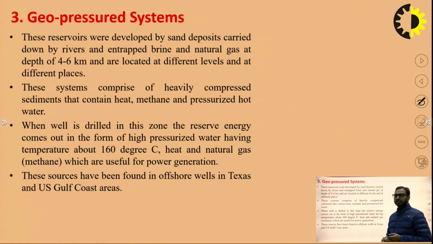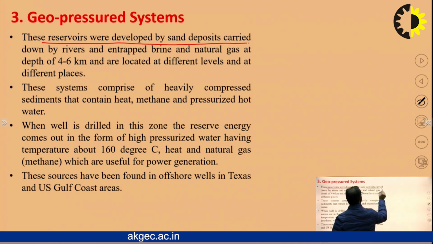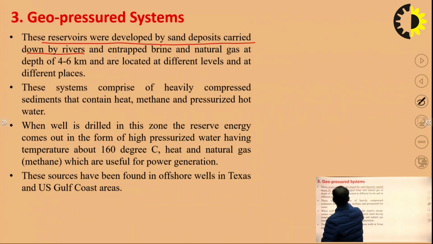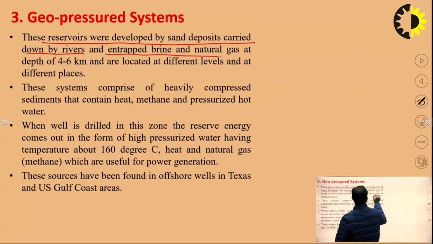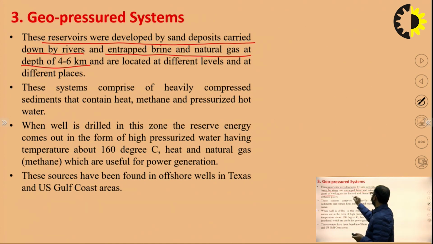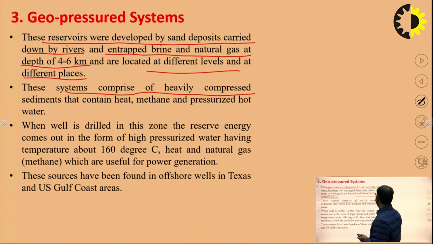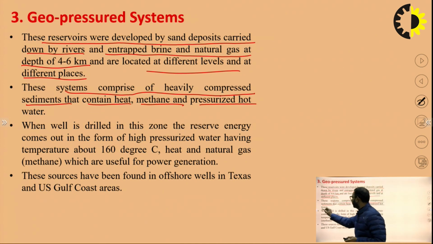Then the last classification of geothermal energy resources is the geopressurized system. These reservoirs were developed by sand deposits carried down by rivers and entrapped brine and natural gas at a depth of 4 to 6 km, and are located at different levels at different places. These systems comprise heavily compressed sediments that contain heat, methane, and pressurized hot water.